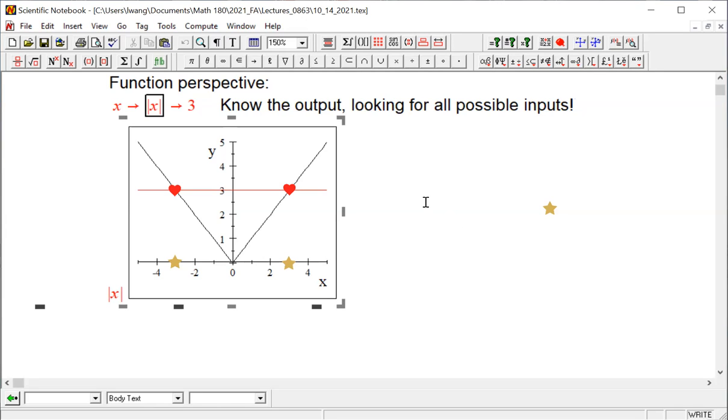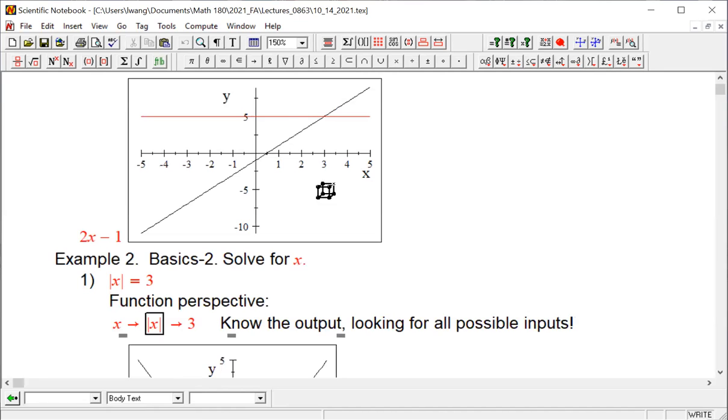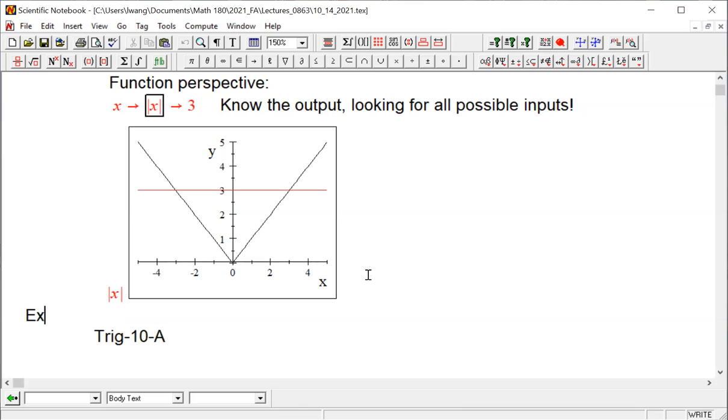Okay, so I pick one question from there. Okay, moving forward. I'm flipping through my notes. I hope you guys are doing the same. Okay, the next part, we're going to demonstrate to you this if statement. It's in the trig section, trig 10a. This will be example number 3. It's on trig 10a.